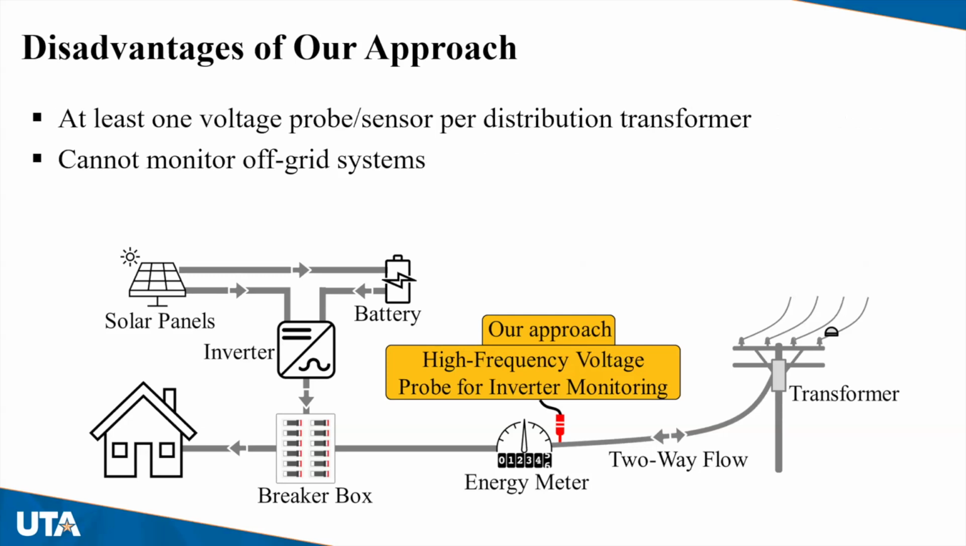But we do have some disadvantages too. So the first disadvantage is that we need at least one sensor for every transformer to collect the information. This is actually the major disadvantage that we have. Another, I'm not saying it's a disadvantage, but this is something we have: we can only monitor grid-tied systems. We cannot monitor off-grid systems. So basically, some systems cut themselves off the grid when they want to switch to solar.